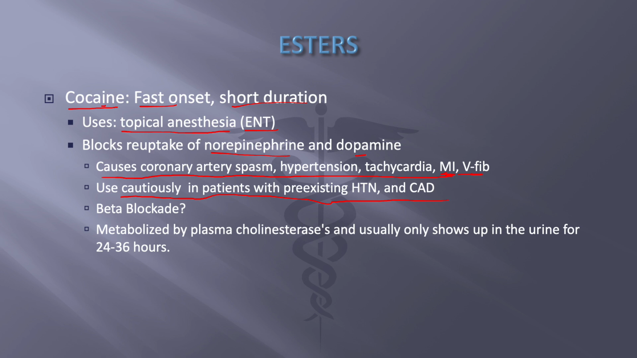And then there's all this talk about if we have a patient that comes in acutely intoxicated or high on cocaine, and we have all this huge vasoconstriction, and we do a beta selective blockade on these patients before we get that blood pressure down, what can happen? Well, it can cause severe bradycardia and cardiovascular collapse due to blocking that beta, and we have that huge high afterload the heart's trying to pump against. So it's metabolized by plasma cholinesterases, and it usually only shows up in the urine drug screen for 24 to 36 hours.